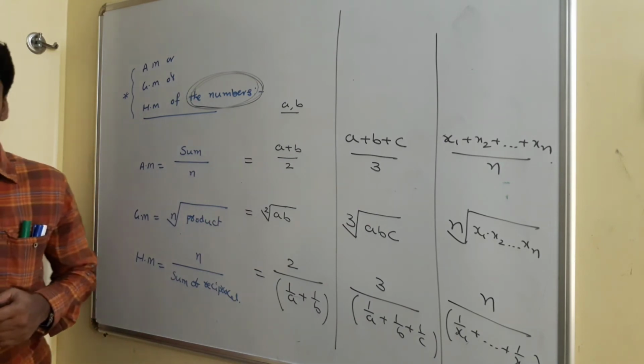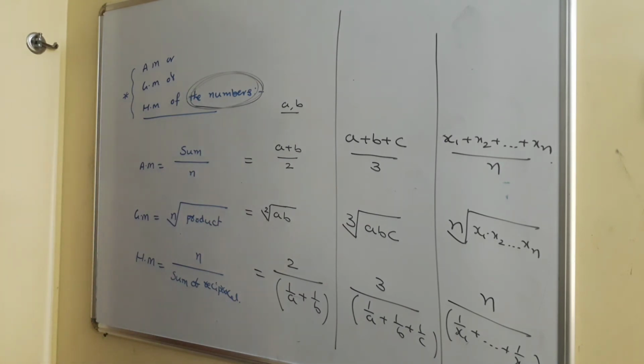Have a look at the picture. What is there on the board? See, this is something about the arithmetic mean of numbers, geometric mean of the numbers, harmonic mean of the numbers. Here, in defining these values, the concept of sequence is not involved. This is just a general definition related to the arithmetic mean of the numbers, geometric mean of the numbers and harmonic mean of the numbers.